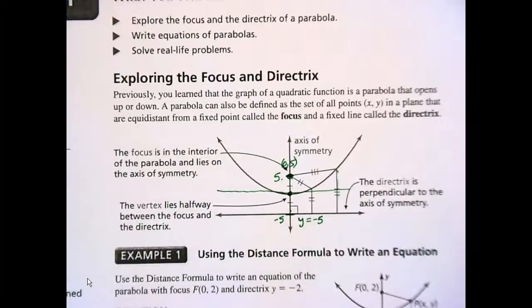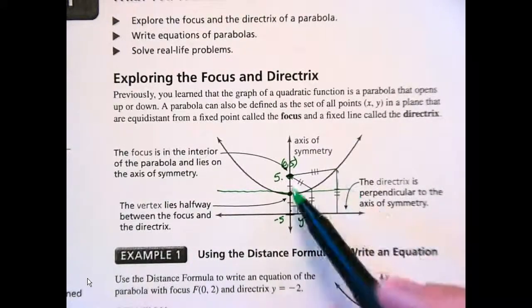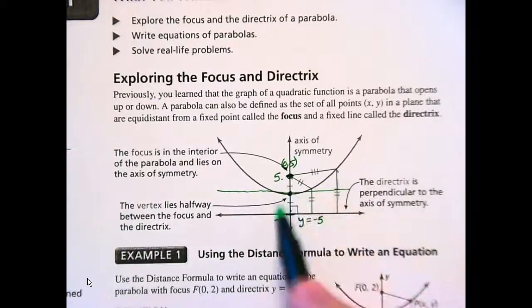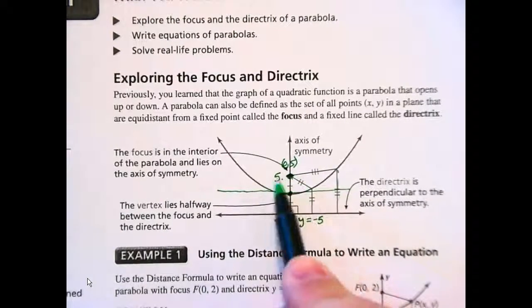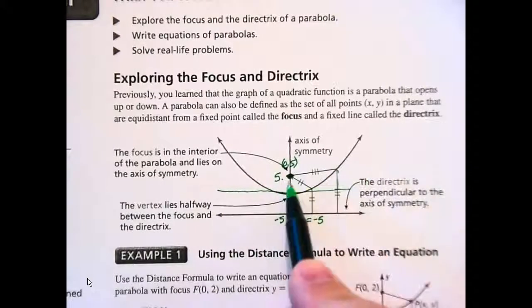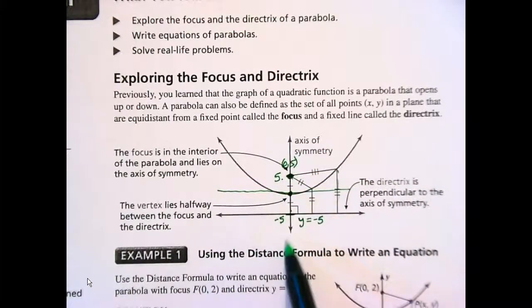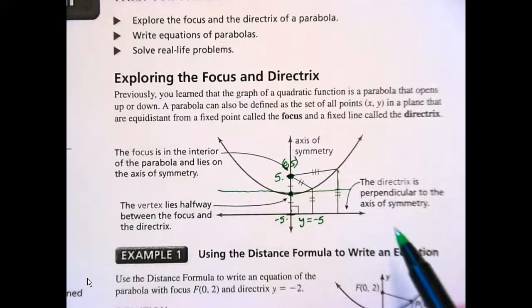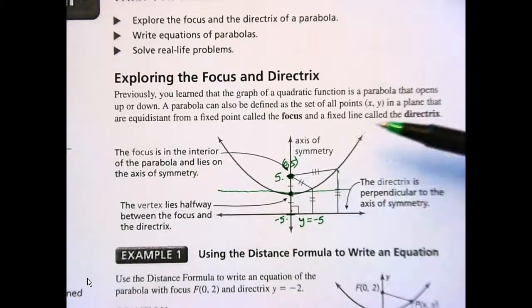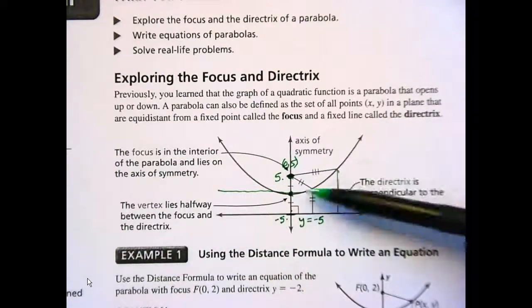The directrix is a reflection of where the focus is, of the line the focus lies on, upon the vertex. It's the same distance away. Okay? The vertex always is halfway between the focus and the directrix.